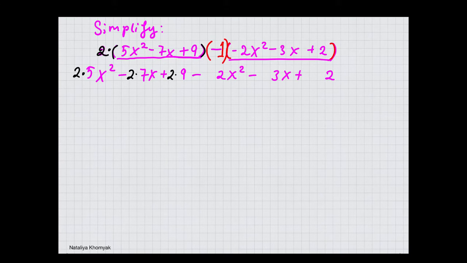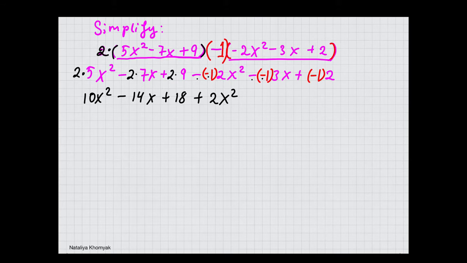And each of the terms gets -1. Now we have 2 times 5, 10, x to the second minus 2 times 7, 14, x plus 2 times 9, 18, negative times negative plus 1 times 2, 2, x to the second, negative times negative, positive, 3, x, positive times negative, negative 2.